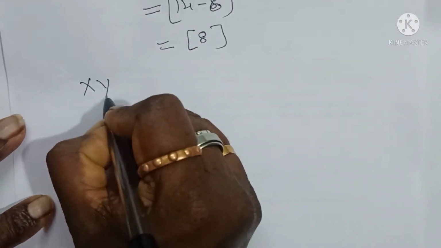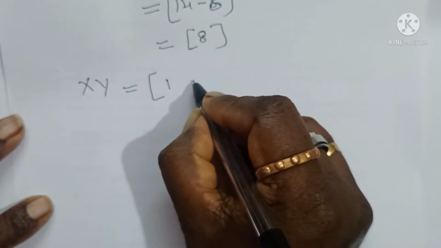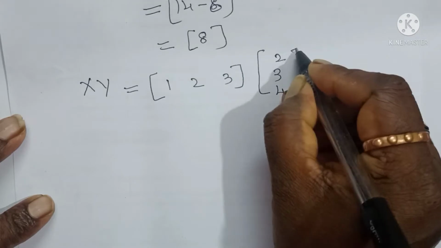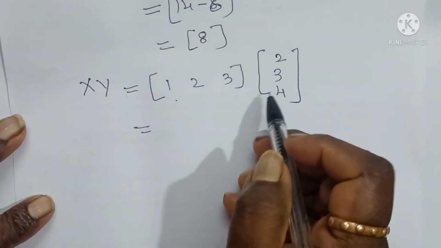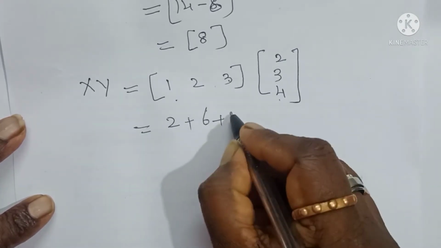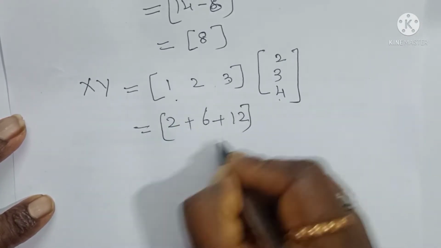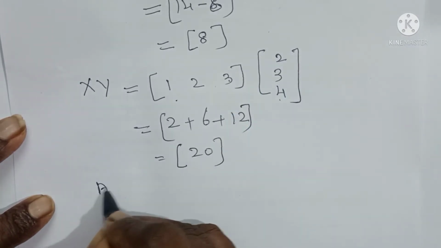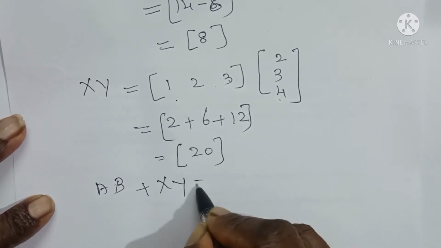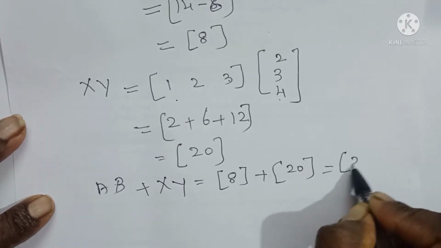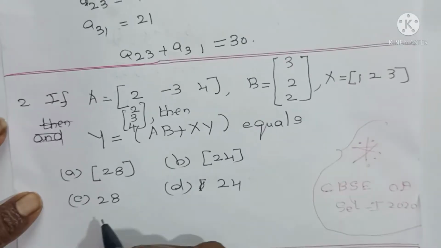Then you have to find XY, which is equal to, what is the value of X? 1, 2, 3. Then what is the value of Y? 2, 3, 4. Again you have to multiply: 1 into 2, 2, plus 2 into 3, 6, plus 3 into 4, 12, which is equal to 20. Then you have to add these. So AB plus XY is equal to 8 plus 20, which is equal to 28. So option A is the correct answer.